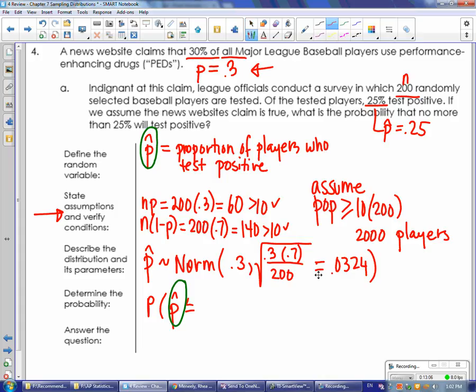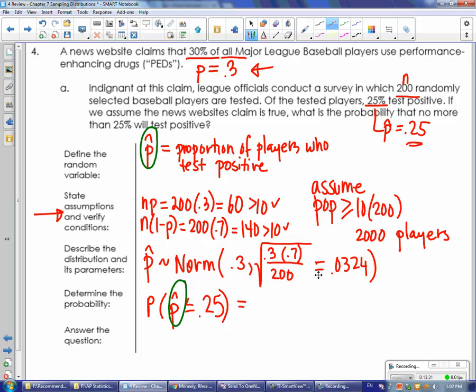And now I'm looking at my p hat value, the sample value that I got. If what we're saying about the population is true, if in fact 30% of all baseball players use performance-enhancing drugs, then what are the chances of me getting a sample of 200 with a sample proportion where less than a quarter of those athletes use the performance-enhancing drugs, or at least test positive for that? So this is the setup.